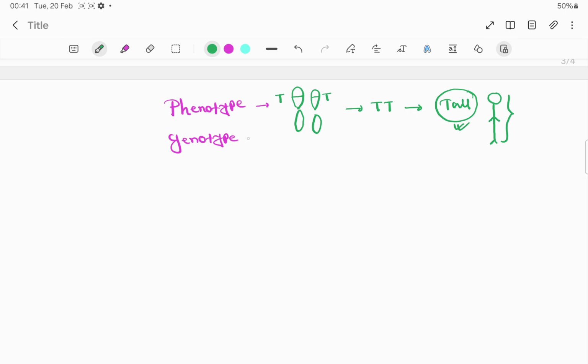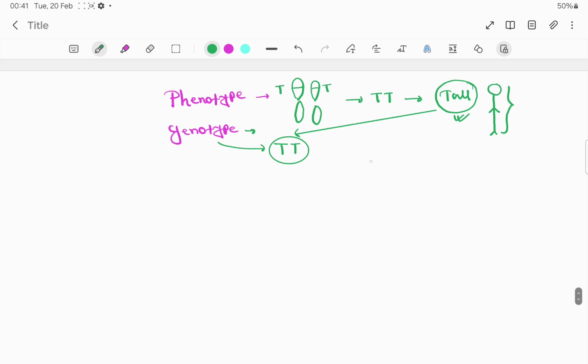Is it clear? The phenotype of that individual will be tall. Now what will be the genotype? Genotype means, because of this tallness, which alleles are responsible. Here, the alleles responsible for the tallness are capital T, capital T. So this allelic configuration is called the genotype. So phenotype is tall and genotype is the alleles. Which alleles are there? Capital T, capital T.